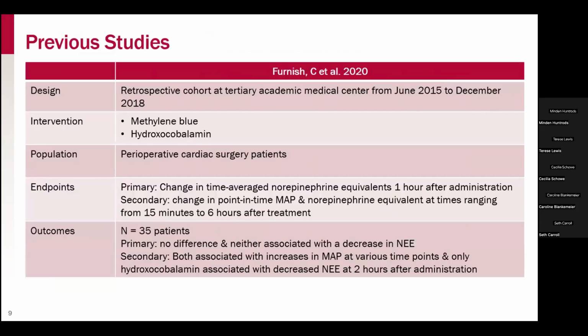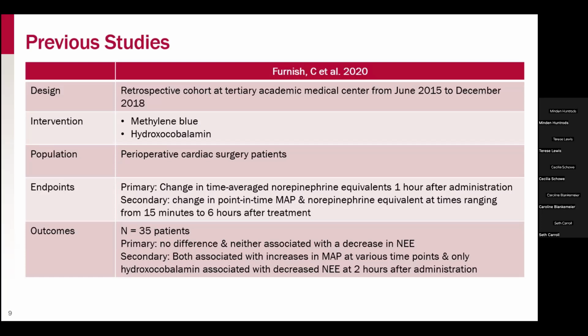There have been some studies that have tried to compare these two medications. This first one by Furnish and colleagues was a retrospective cohort at a tertiary academic medical center from June 2015 to December 2018, and they compared methylene blue versus hydroxocobalamin. This was in perioperative cardiac surgery patients, and their primary endpoint was change in averaged norepinephrine equivalent 1 hour after administration of the intervention.